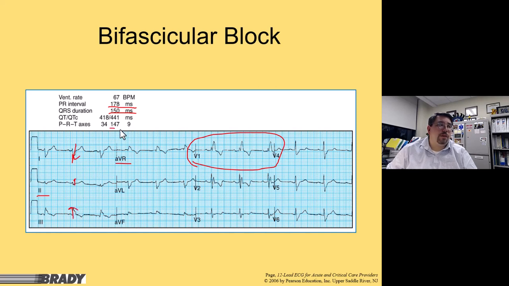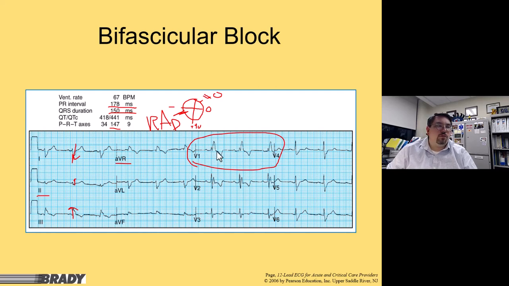I'm going to take a look at my R-axis, draw my almighty wheel of axis. Come on over. Here's my 0, here's my negative 40, here's my positive 90, and then again over here is going to be my negative 180. So my 147 is going to be somewhere in here. That's going to be an example of RAD, right axis deviation. RAD is a posterior hemiblock, so it's automatically one block I have so far in my left ventricle.